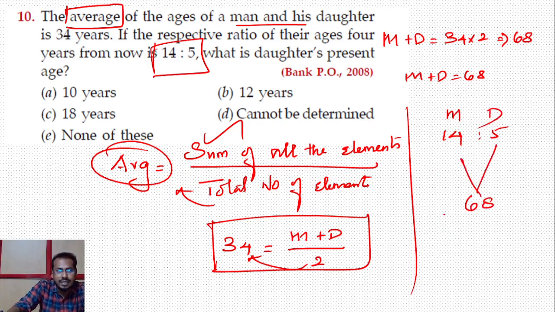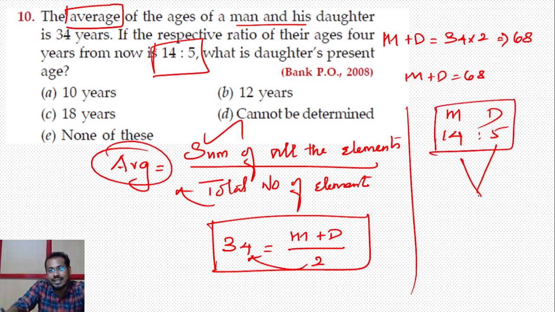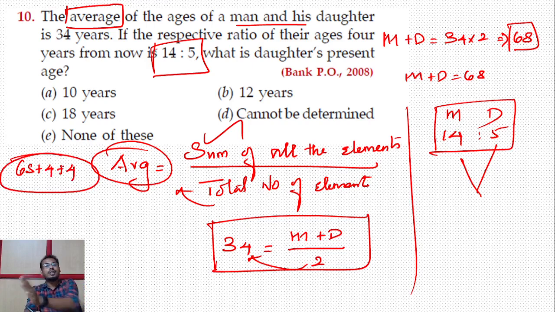You could simply do this, but see, the ratio is of the ages 4 years from now. This ratio is not now. Sorry guys, it was after 4 years. So now the total is 68. After 4 years, the father's age will increase by 4 and the daughter's age will also increase by 4. So if both ages increase by 4, you need to add 8 years.